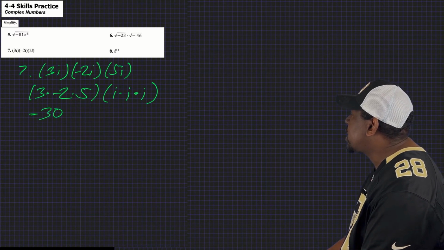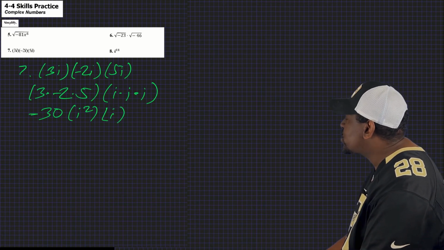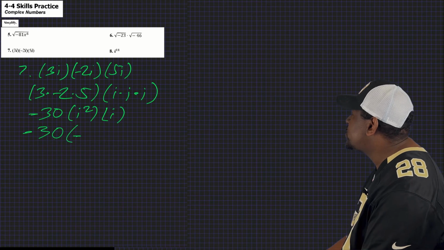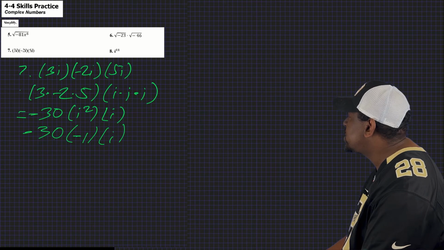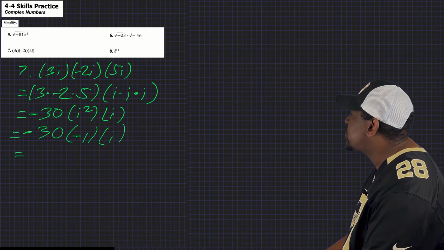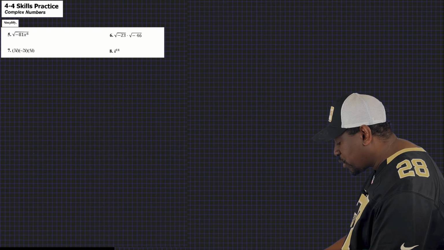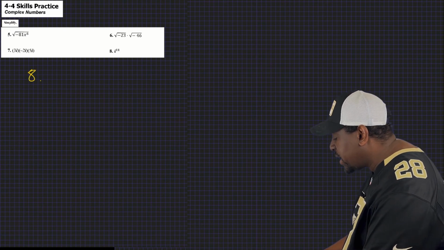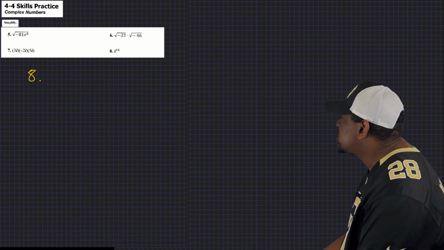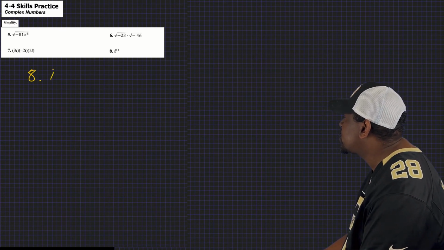i times i times i is i cubed, which is i to the third power. Since we know i cubed cannot be simplified directly, and i squared is equal to -1, we write i cubed as i squared times i. We simplify i squared because we know that's equal to -1. i is by itself, and so we multiply -30 times -1. That will give us 30i. And so that is the final product for this problem. That's our final answer. So now we're going to pull up number 8. We want to simplify i to the 11th power.